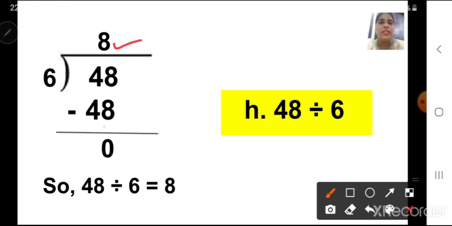6 8s are 48. Then put your subtraction and don't forget to put the subtraction sign. It is important. 48 minus 48 is equal to 0. Okay. So 48 divided by 6 is equal to 8. Got it, children? The sums are very easy and interesting also.